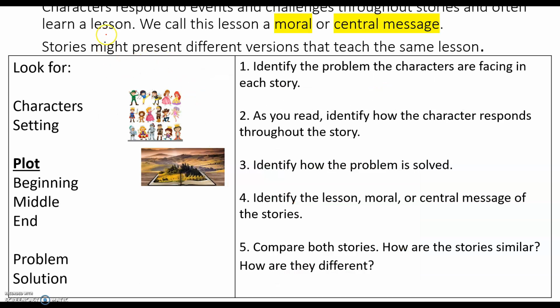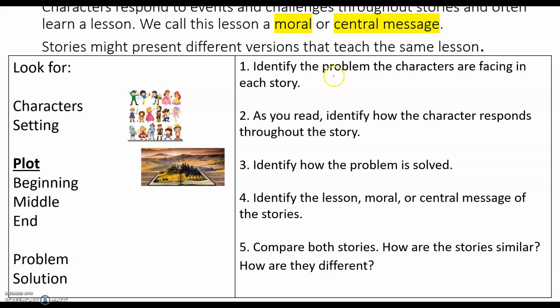You've learned in the past that characters respond to events and challenges throughout stories and often learn a lesson. We call the lesson a moral or central message. I want you to think about those challenges that they're facing. Remember, that's the problem that the characters are facing. When they respond, they eventually come to a solution to a problem. So we'll be looking at problem and solution and how they're the same and different. Stories might present different versions that teach us the same lesson or similar lessons.